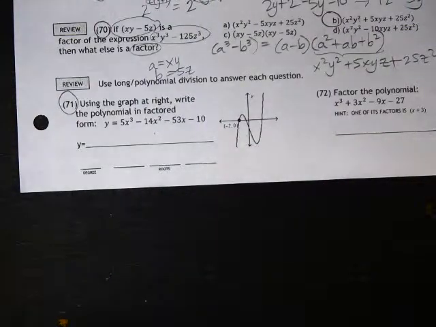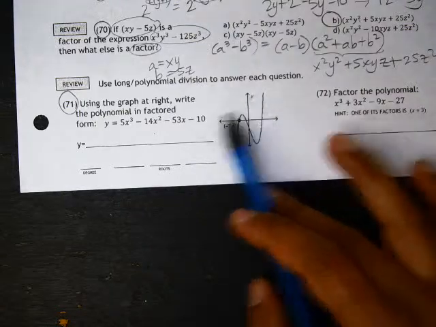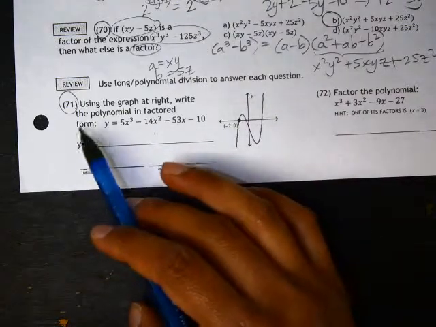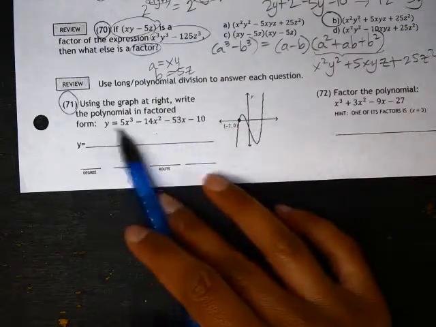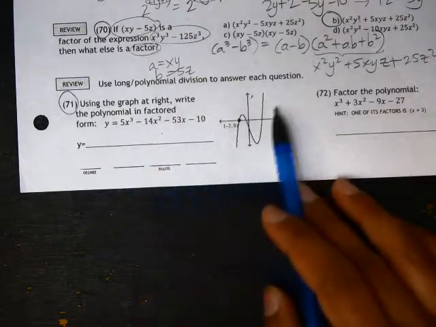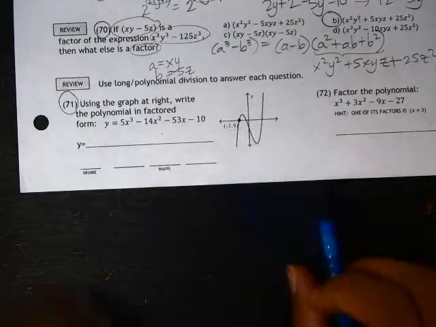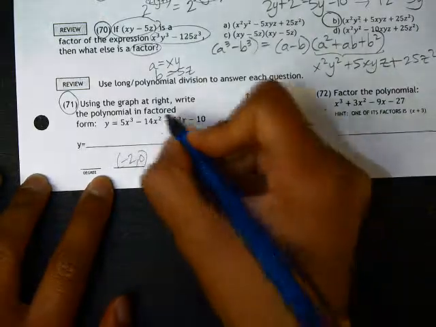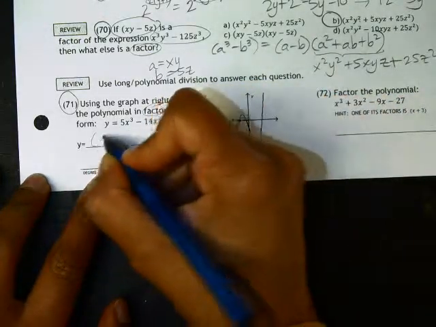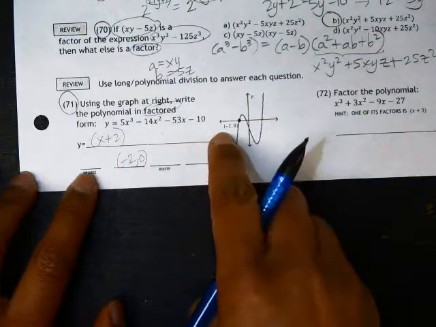This is worksheet 30.1 review number 71. We have a graph of a polynomial and we're going to use long division to try to factor this polynomial completely. Based on the graph, all we know is that -2 is a root, which means that one of our factors must be x plus 2.